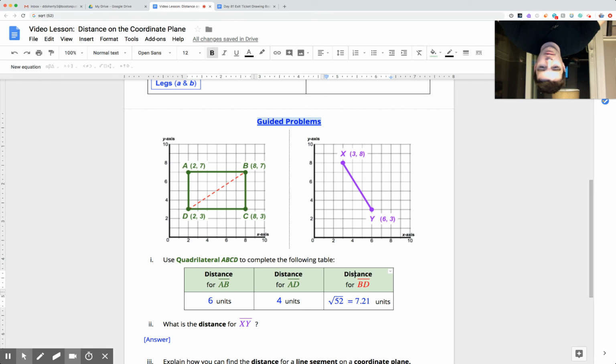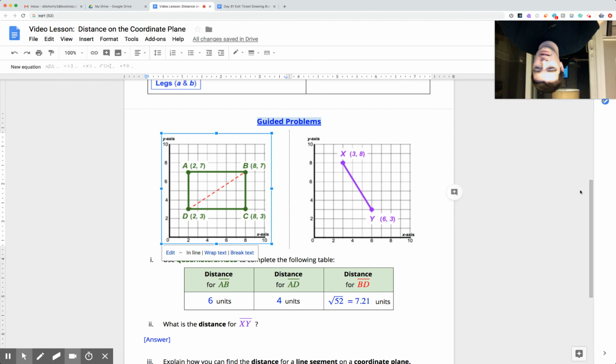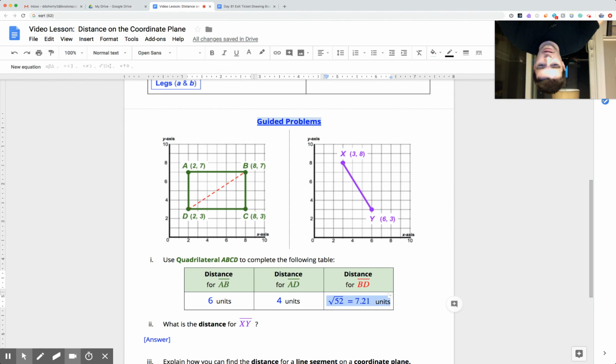Take a look at my right triangle. 7.2 units seems pretty reasonable for this red line. If AB was exactly 6 units, it should be a little bit more than 6. That's what I see with 7.21. It's not too big, it's not too small. It seems like a reasonable estimate for that diagonal line.